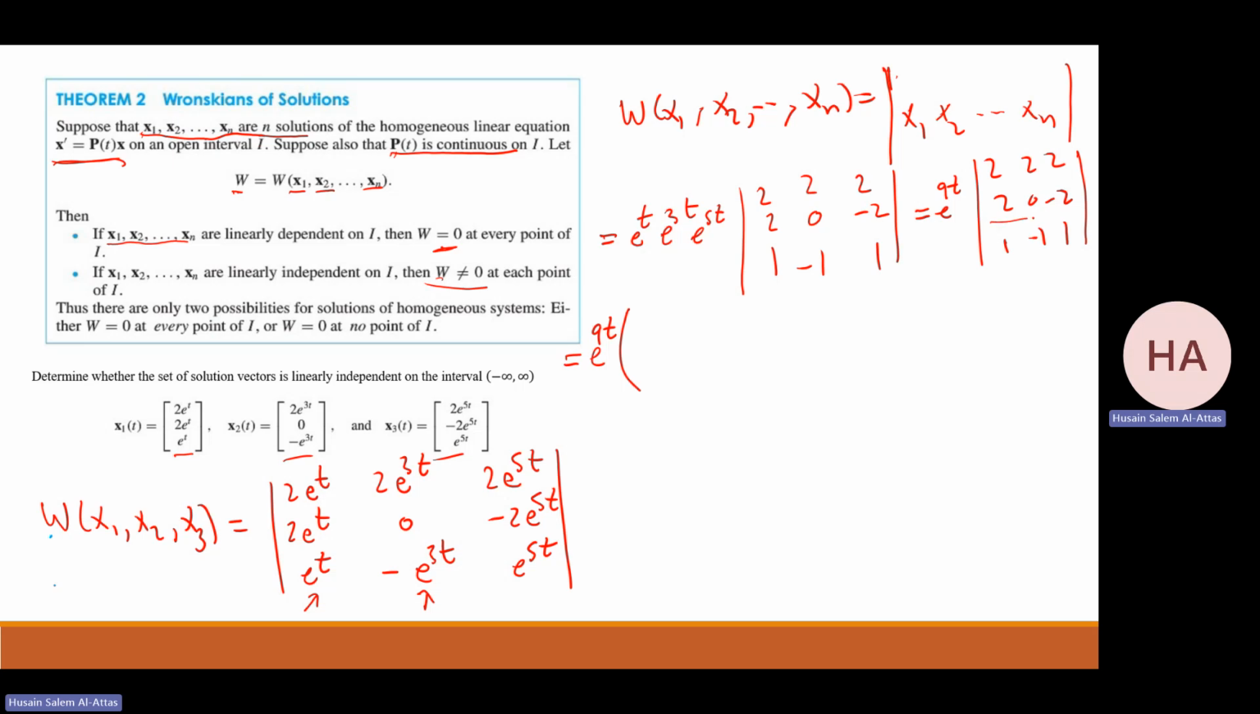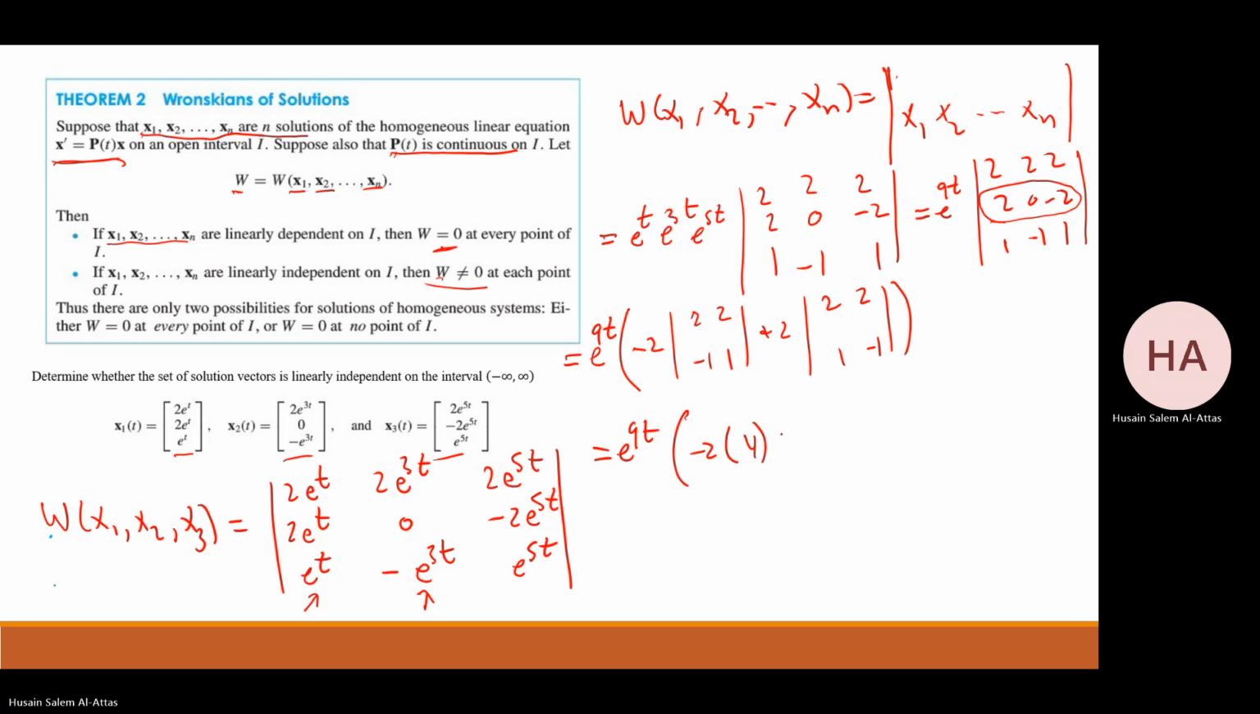I'll do the expansion along the second row since I have zeros. So this is plus, that will be minus 2 times the determinant of, I cancel this row and column, so I have 2, 2, minus 1, 1. Then this is negative plus, then I have plus 2, cancel this with this, I have 2, 2, 1, minus 1. That gives me e to the power 9t times minus 2 times (2 minus minus 2, that is 4), plus 2 times (minus 2, minus 2, that is minus 4). What's this?